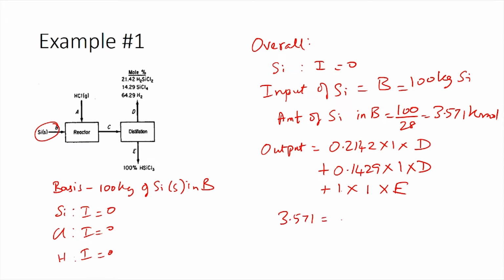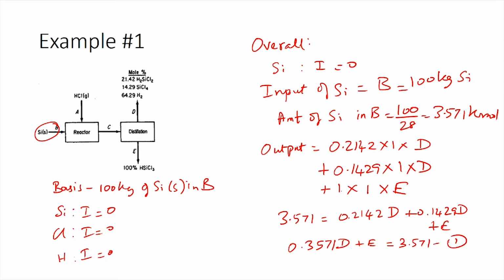So, substituting this back into the silicon balance, we get 3.571 equals 0.2142 D plus 0.1429 D plus E. So, the equation simplifies as 0.3571 D plus E equals 3.571. So, let us call this equation 1.